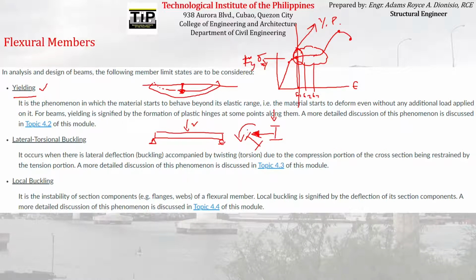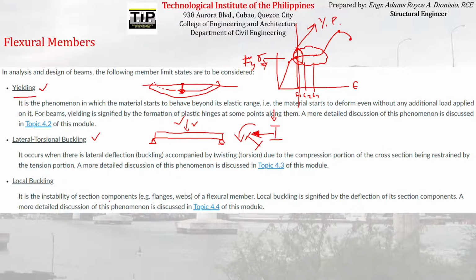Okay, so pwedeng mangyari yan sa mga flexural member natin, lalo na kung masyadong mataas yung load na ina-apply mo. Okay, so ayaw natin mangyari yan. Ayaw natin mangyari yan sa beam natin, sa flexural member natin. That's why we have added that as our limit state. So we usually also check that limit state, yung lateral torsional buckling na tinatawag. Okay, and then lastly, yung tinatawag natin na local buckling.